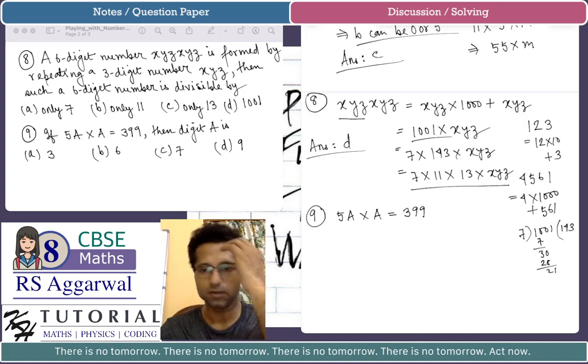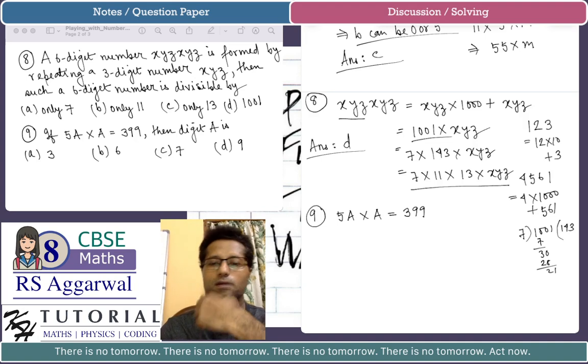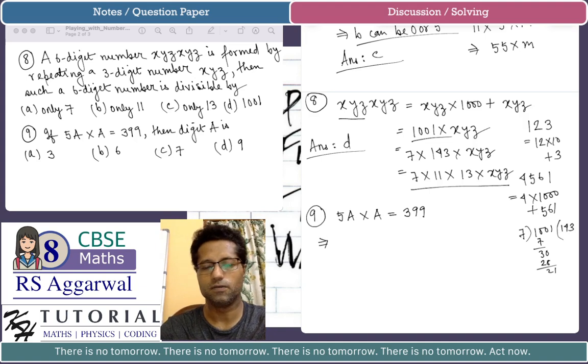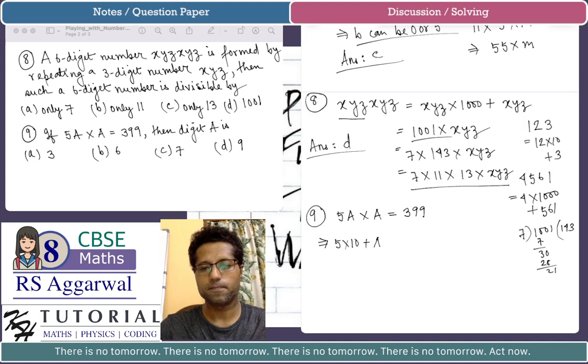now over here the left hand side, 5a multiplied by a. Now 5a is not 5 multiplied by a, it is a 2-digit number where the digit at the units place is a and the digit at the tens place is 5. So if we express 5a in the general form, we get 5 into 10 plus a, and we have this multiplied by a is equal to 399.